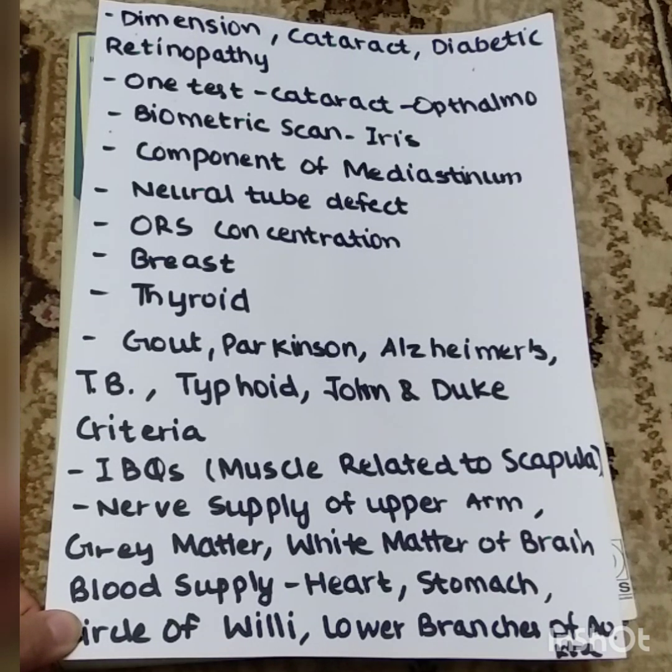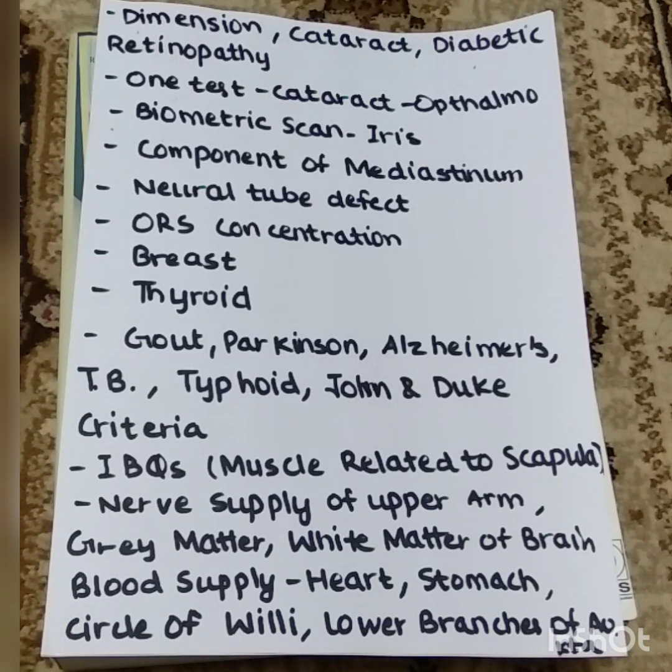One test cataract, biometric scan for iris, component of mediastinum, neural tube defect, ORS concentration, breast, thyroid, gout, Parkinson's, Alzheimer's, tuberculosis, typhoid, Jones and Duke criteria. This is PSM. Image-based questions like muscle related to scapula, nerve supply of upper arm, grey matter, white matter of the brain, blood supply of the heart, stomach, circle of Willis, lower branches of aorta, blood supply of lower limb, and also stomach bed.